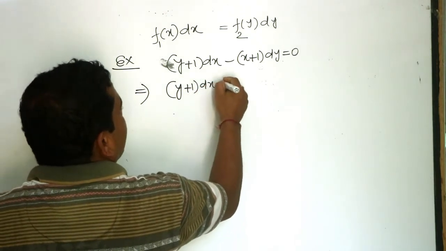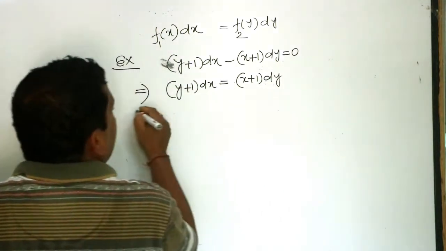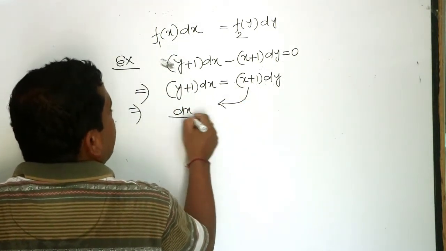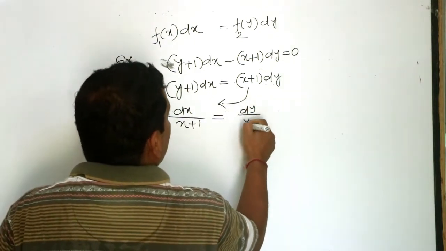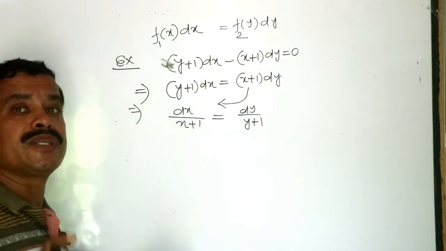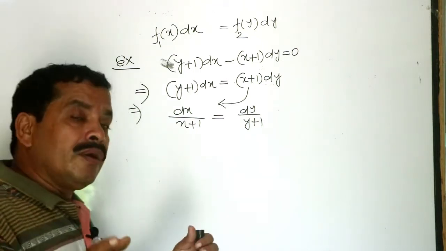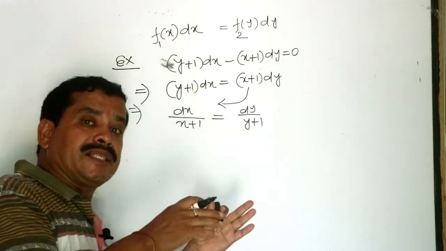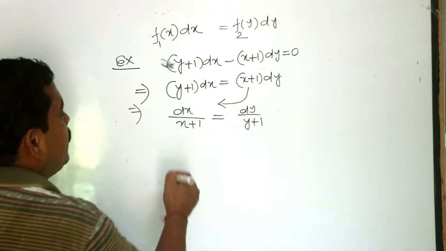(y plus 1) dx equals (x plus 1) dy. Then by cross multiplication, dx by (x plus 1) equals dy by (y plus 1). Then we can solve this differential equation by the variable separation method. Very easy. We have to take dx and dy separately, then the function of x with dx and the function of y with dy. Then we have to integrate both sides.